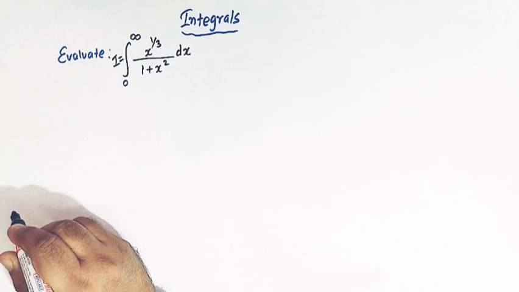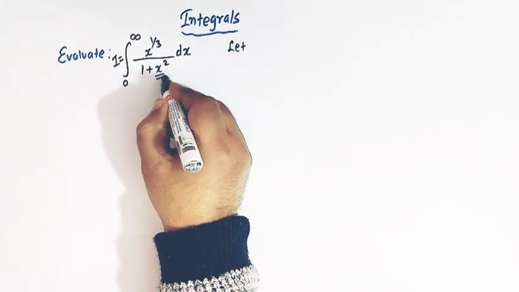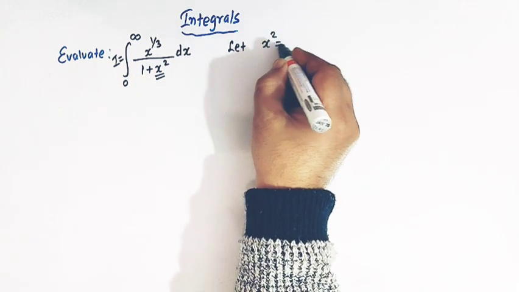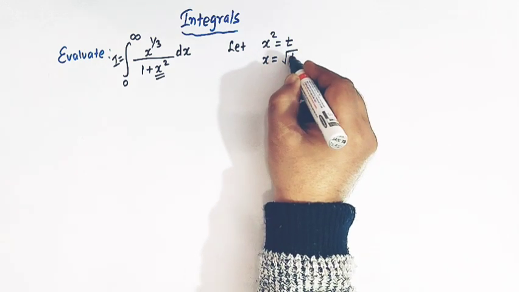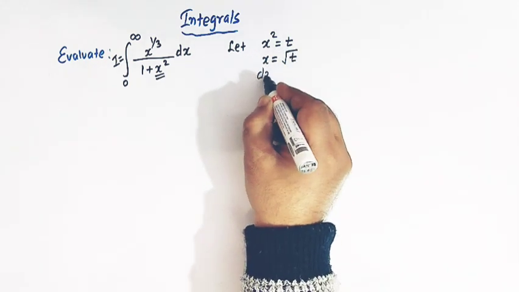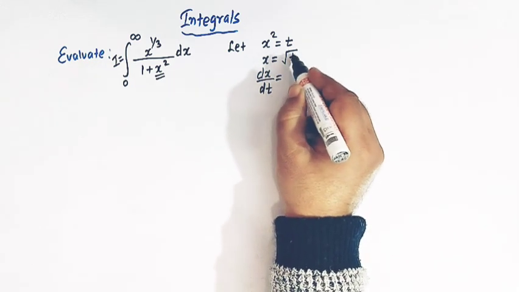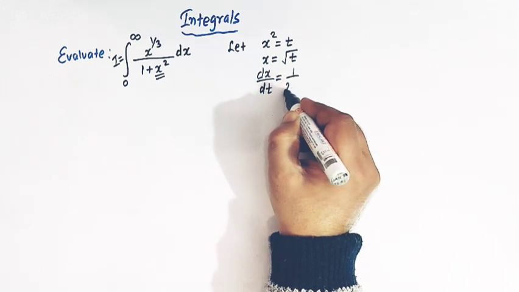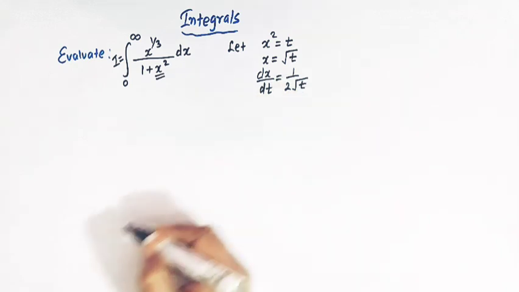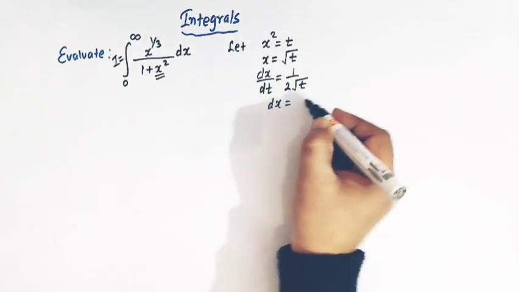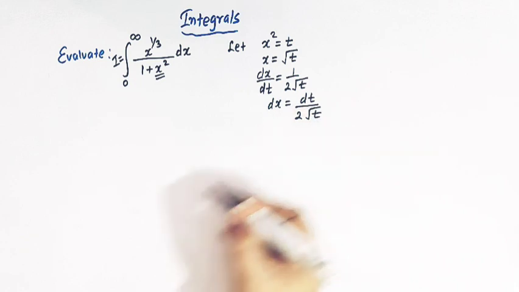Here we are going to make use of the substitution method, right? So here we'll take x square is equal to t, right? So x is equal to square root of t. Let us differentiate x with respect to t. So dx over dt is the derivative of square root of t, which is 1 over 2 times square root of t. So dx can now be written as dt over 2 times square root of t, right?